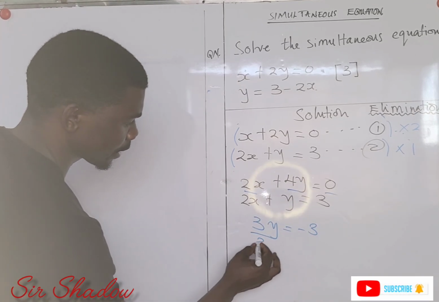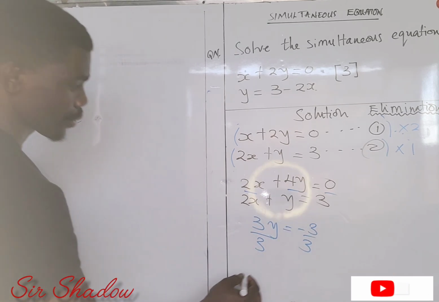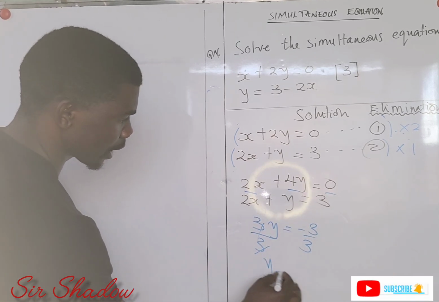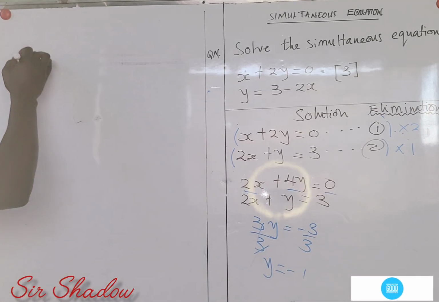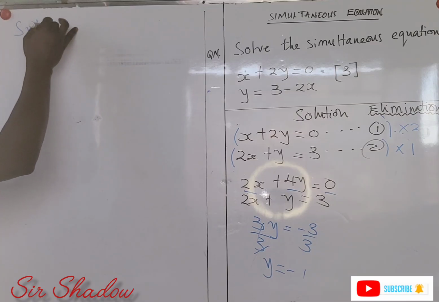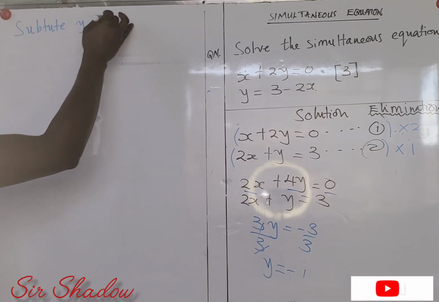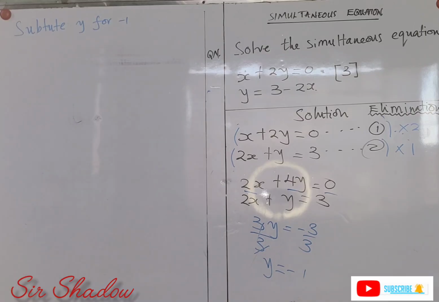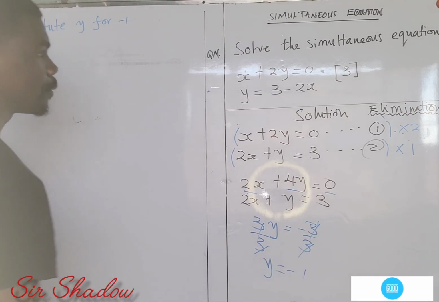Then divide by 3, alright? So here y is equal to minus 1. Now I have y, so I can just substitute y for negative 1. That's negative 1, right? Because this one, you cancel this one, you get negative 1.